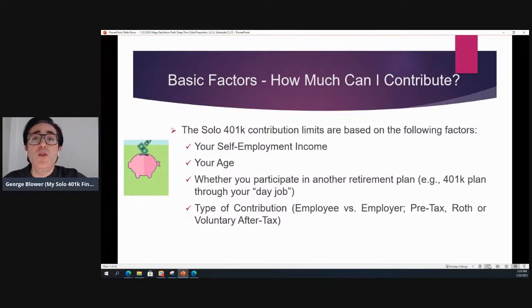Do you participate in another 401k plan or another retirement plan through a day job? What type of contribution are you looking to make? Are you looking to make employee contributions, employer contributions, pre-tax, Roth, etc.? And please don't hesitate to let me know if the audio is not coming through well, and we can go over concepts again.